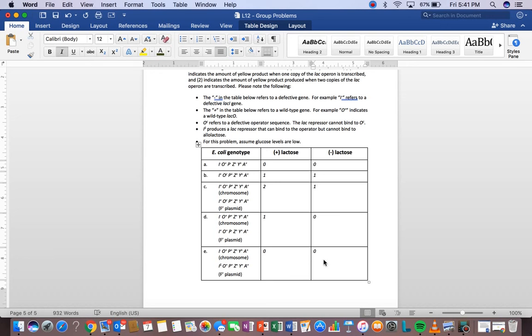For part D, in the presence of lactose will be 1. In the absence of lactose will be 0. And part E, in the presence of lactose, it will also be level 0, no yellow at all. And in the absence of lactose, you will also have no yellow. It'd be 0.